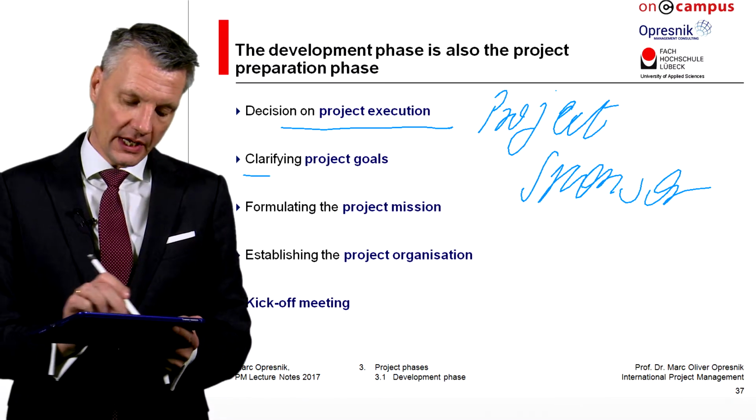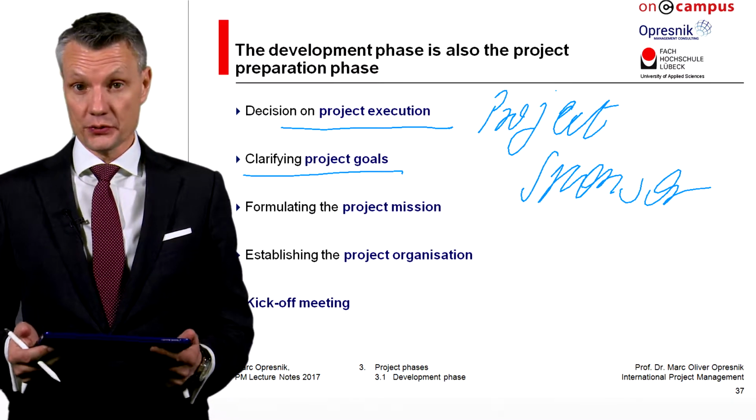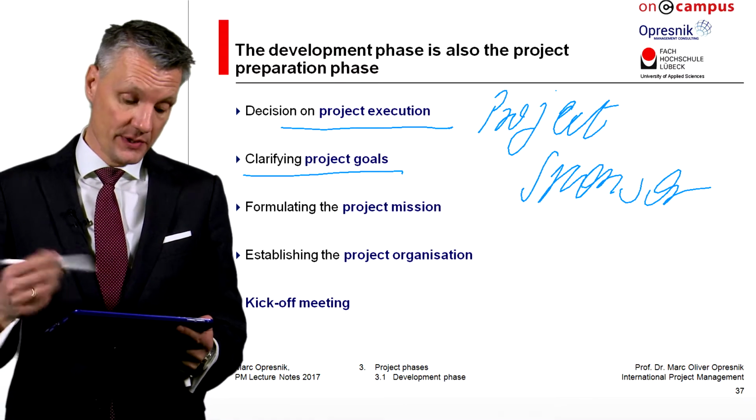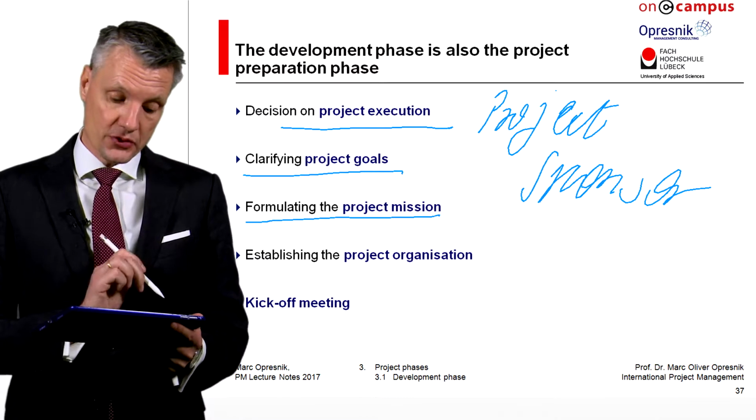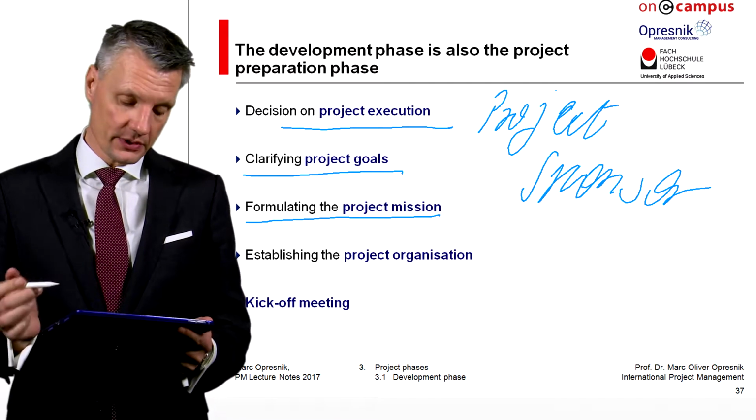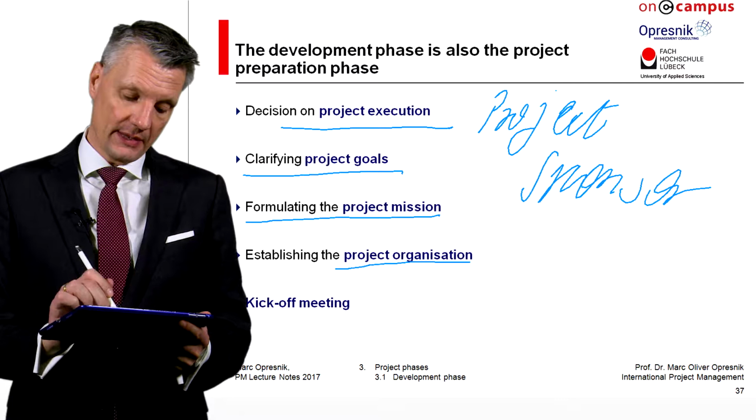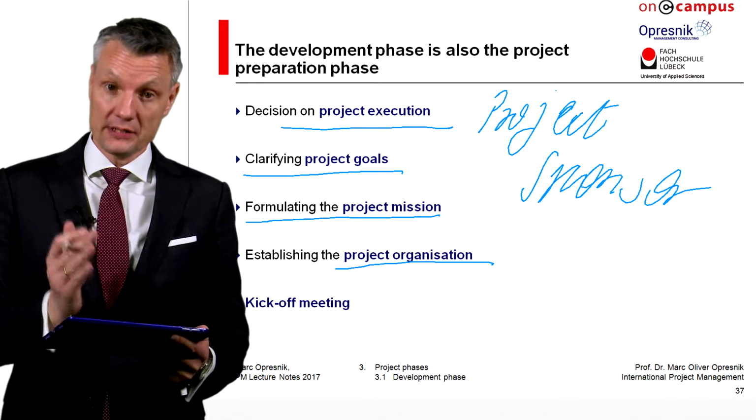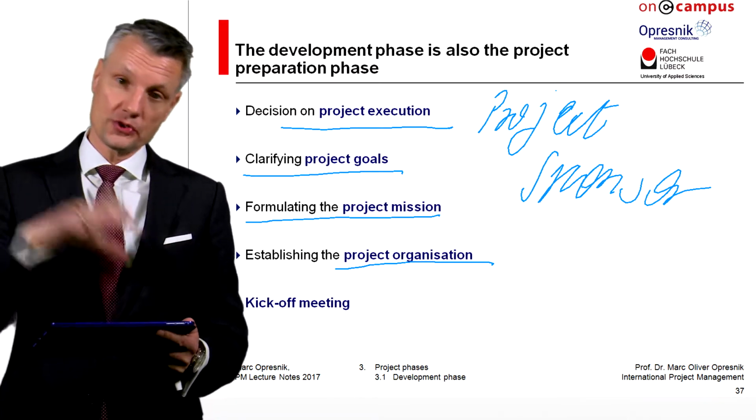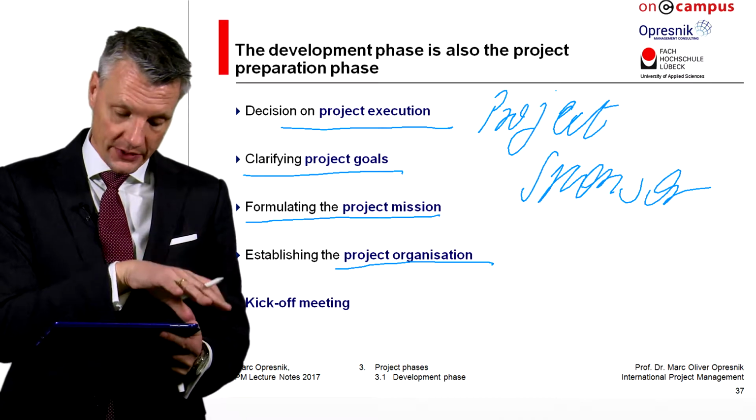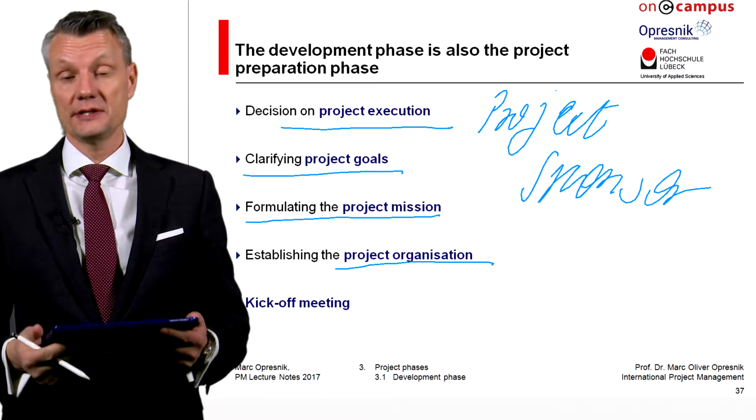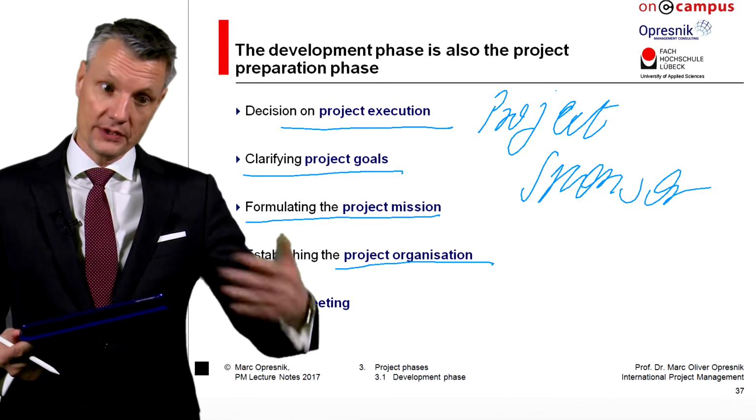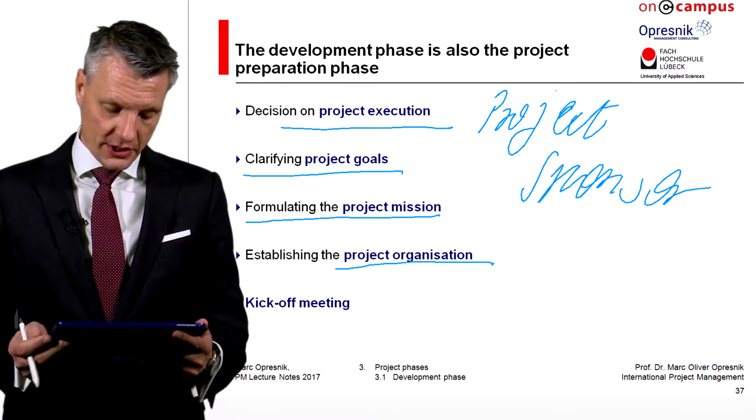Then you need to clarify the goals and objectives which need to be accomplished and achieved. Then you need to formulate the project mission, which is very similar to the goals. You have to establish the project organization. We touched base upon that, the structure, in the fourth part. So I recall we have the staff organization, the matrix organization, and the pure project organization.